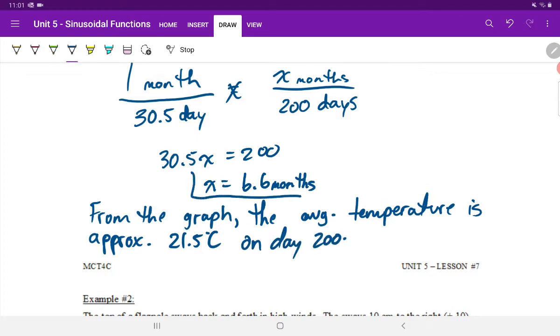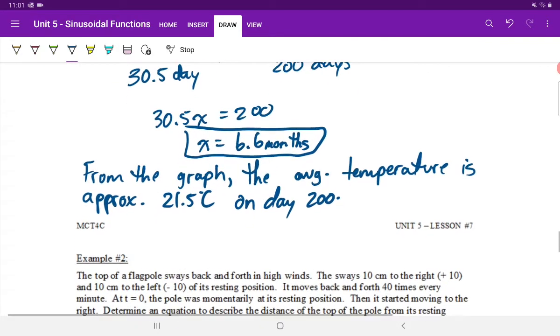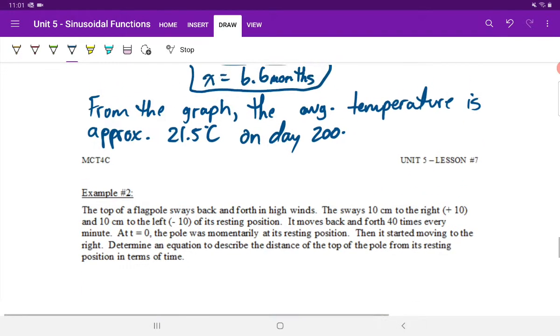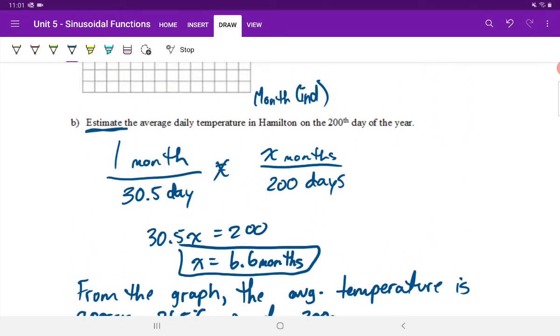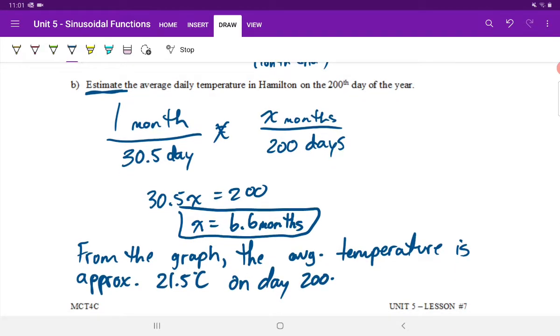So we converted to months because my graph was in months, right? So we found out how many months 200 days was. It was about 6.5 months. Okay, and we were able to answer that question. Now, we didn't have to find an equation there, but if we did have an equation, we would sub in 6.6 for x. So I could answer it probably a little bit more precisely if I were to sub in 6.6 for x. That's more precise than just using your graph.